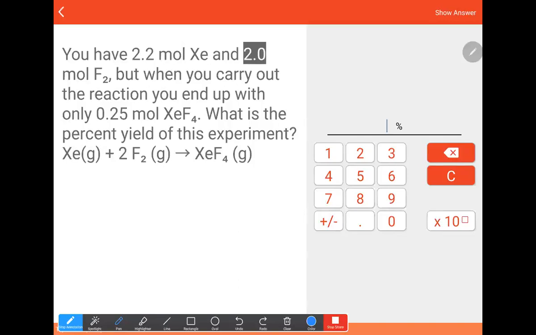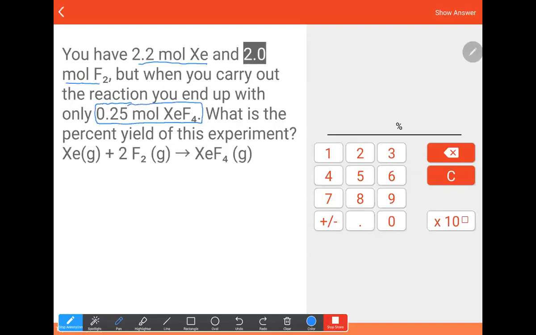Okay, in this question, we're looking at percent yield. We're not doing any sort of gram calculation. We're going to keep it in moles. We're given the moles of both reactants, 2.2 moles of xenon, 2 moles of fluoride. And then when we carry out the reaction, we see that we have 1/4 of a mole of our product. So what is the percent yield?